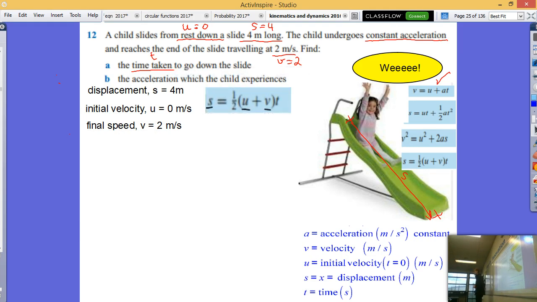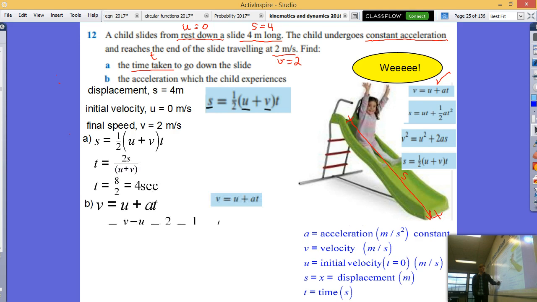Okay? So you identify what's the most appropriate rule from the values you've got in the question. And we then can go about transposing our rule for the quantity we're after. We substitute the values in and we get a result. Okay? Happy with that?